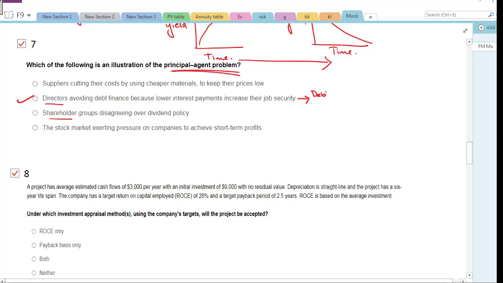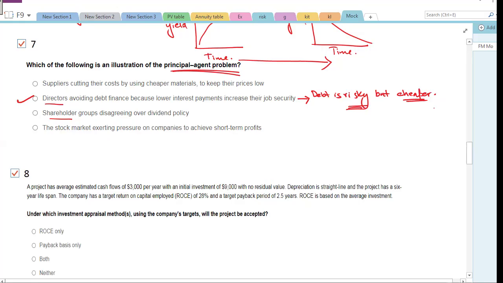remember, debt is risky and directors may lose their job, right, for taking a lot of risk sometimes. But remember, debt is cheaper. Now, directors may not want to take this risk, right, and deprive the company or the shareholders of the company, which are the principal, from the cheaper financing option. Okay. So this cheaper financing option will increase the shareholders' wealth, remember, right?